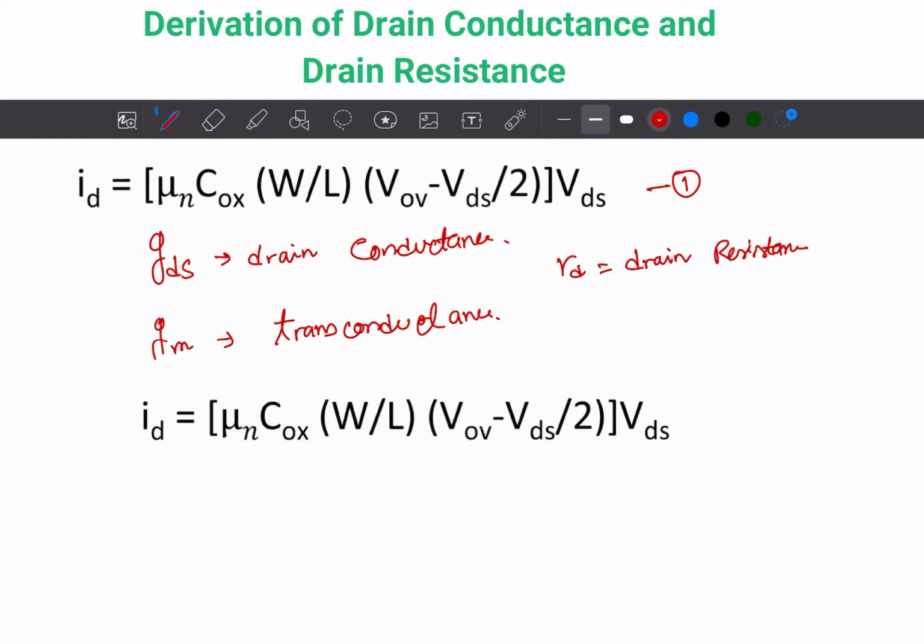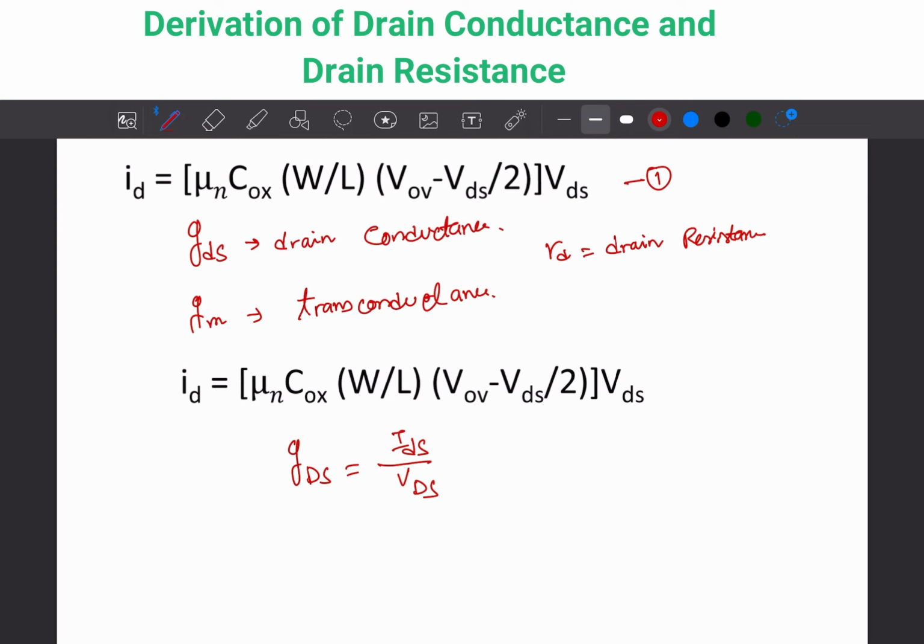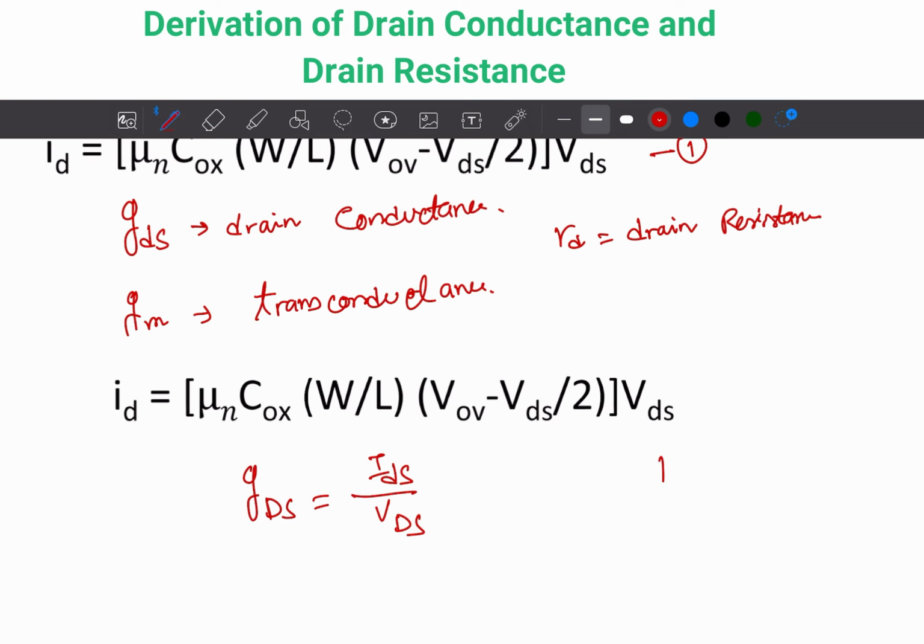So how to derive the drain conductance: GDS is equal to IDS divided by VDS, right? As we know, the resistance R is equal to V by I. That means the conductance will be I by V. So the drain conductance GDS is equal to IDS by VDS.